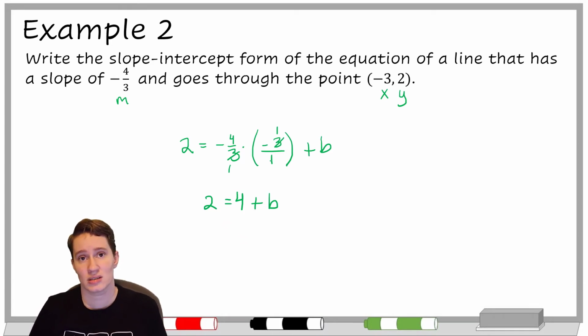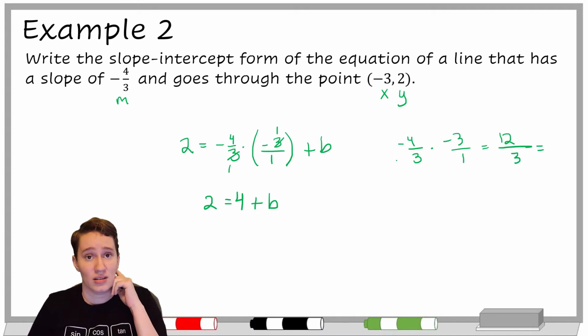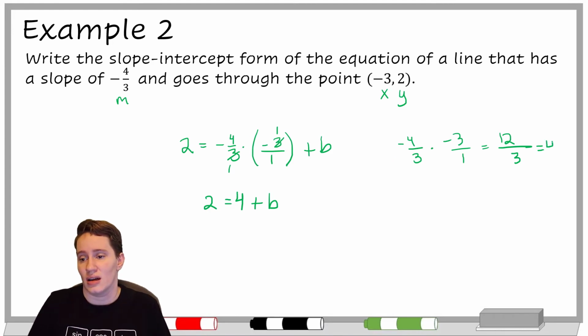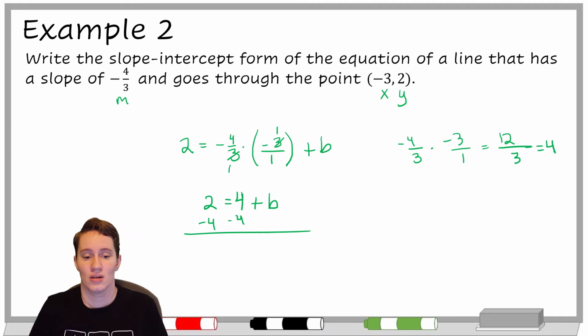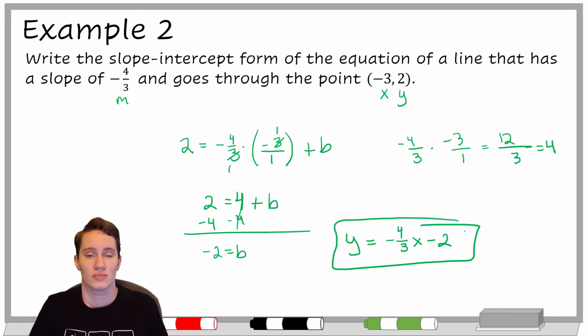If this part with the fractions confuses you, then instead of canceling at the beginning, you can just multiply the numerators together and get a 12 and the denominators together and get 3, and then simplify it that way. And again, the negatives should multiply together and cancel out, and that should still give you 4. But those are our 2 ways of multiplying fractions together. So subtract 4 and get b equals -2. So our answer is y equals -4/3 x minus 2. Ta-da!